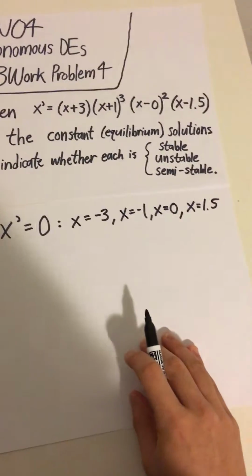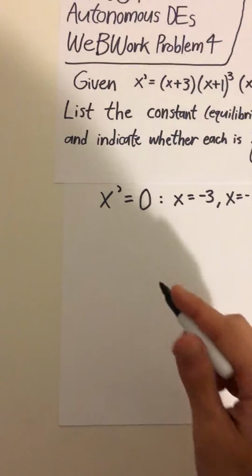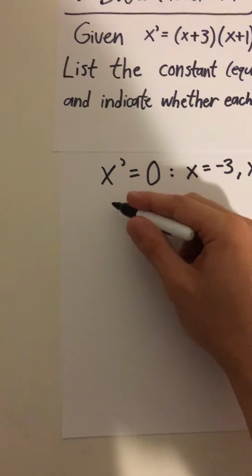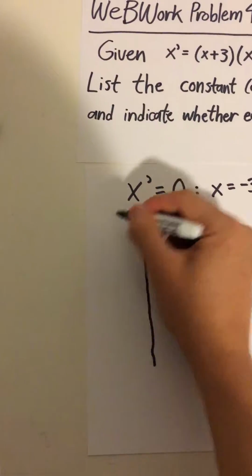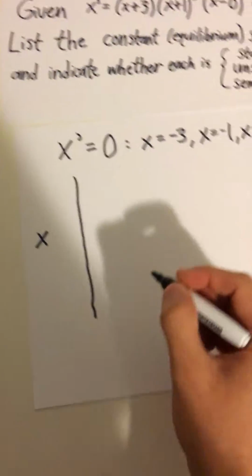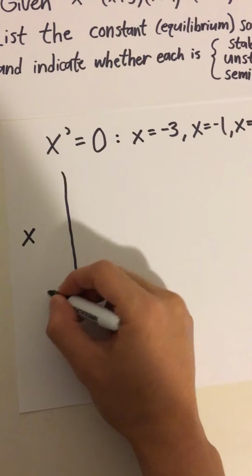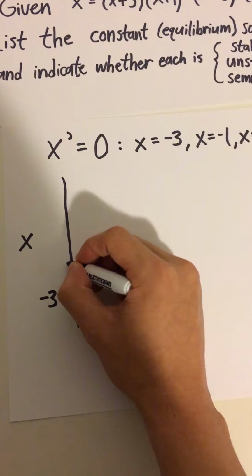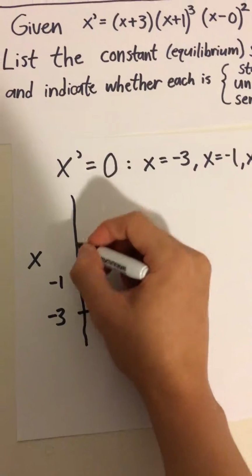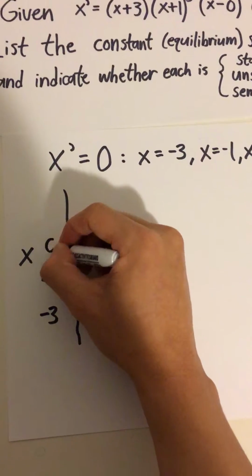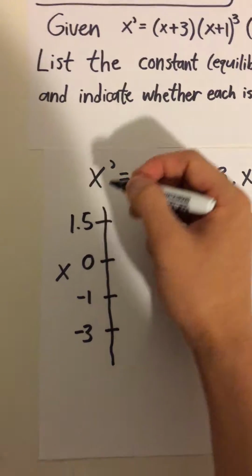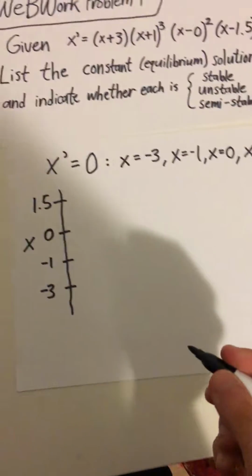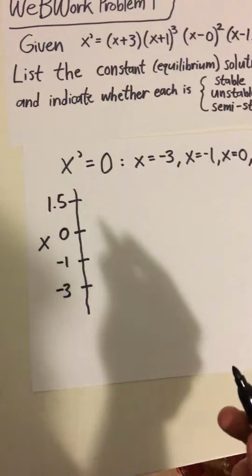And now, let's characterize them. What I will be doing here is drawing a little phase plot. Let's say that this is our x. Down here would be negative 3. Here would be negative 1. Here would be 0. And here would be 1.5. We want to see whether the functions increase or decrease between these values.